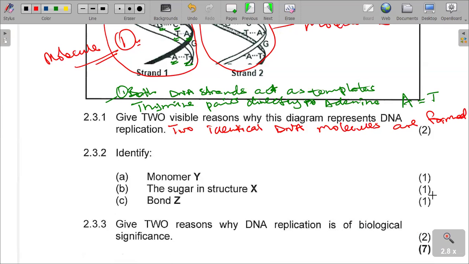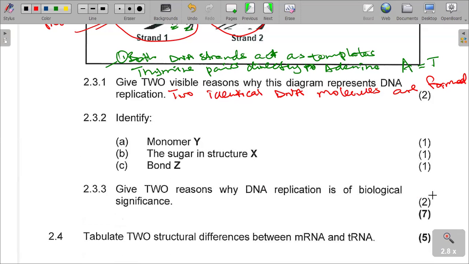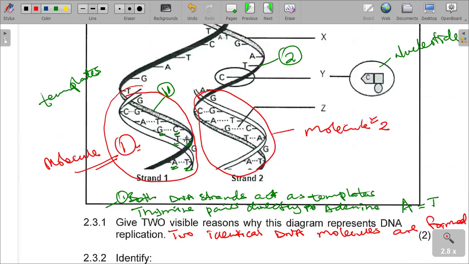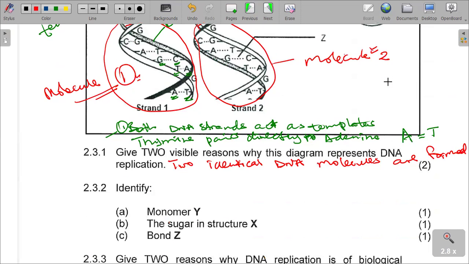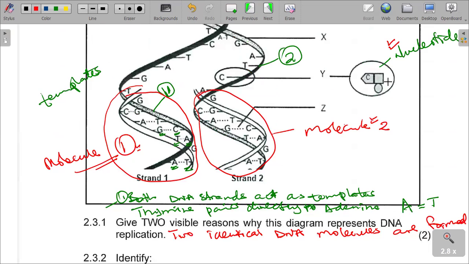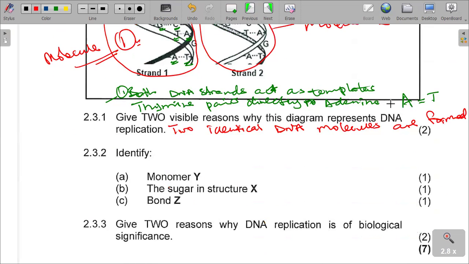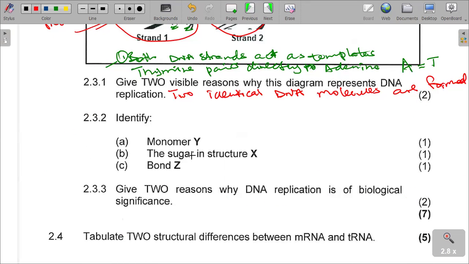Our next question, 2.3.2, identify monomer Y. What is monomer Y? We can see our Y there. I already have mentioned it. Anyway, you can see these techniques, class. I'm making sure that when you go to exam, you are able to pick and quickly mark them before you start writing, so that we cannot forget the answers. So it is what? It is a nucleotide that is shown by Y there.